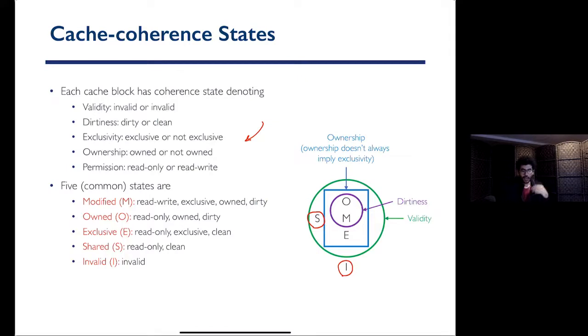Then in O and M, the memory could be dirty. You can write to it if you're owner, or if you have it in modified state, then you could write to it, so it could become dirty. And that's pretty much it. So these are the relationships between different states. And exclusivity comes in E and M. Whenever you modify, you have to have exclusive access.